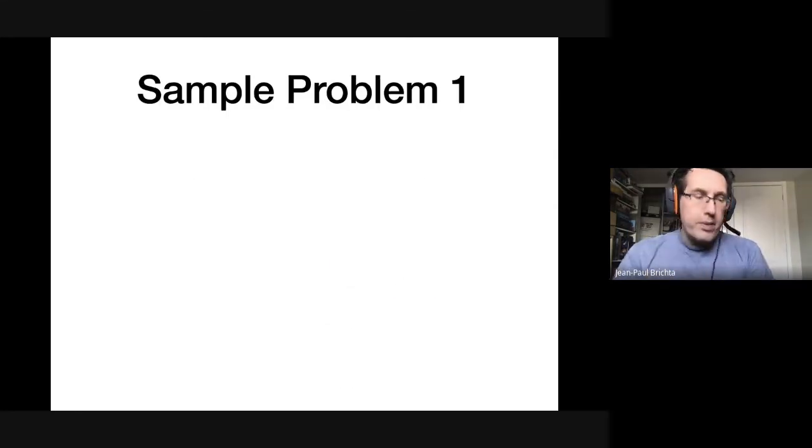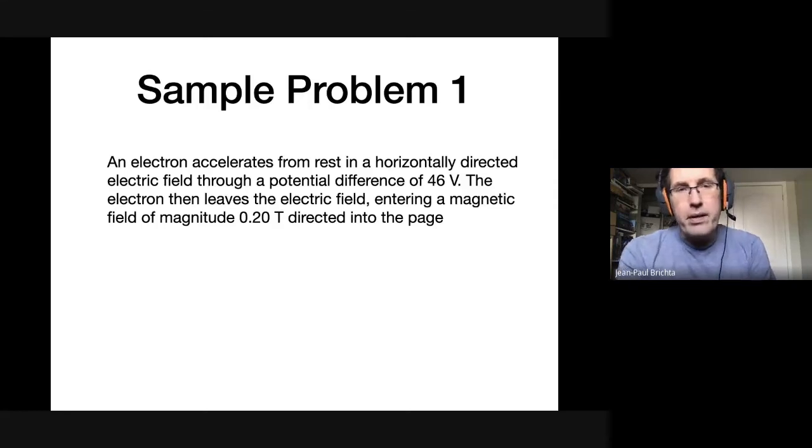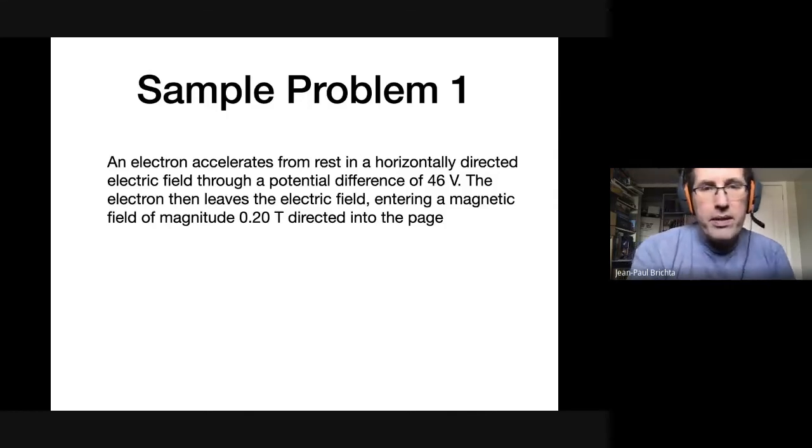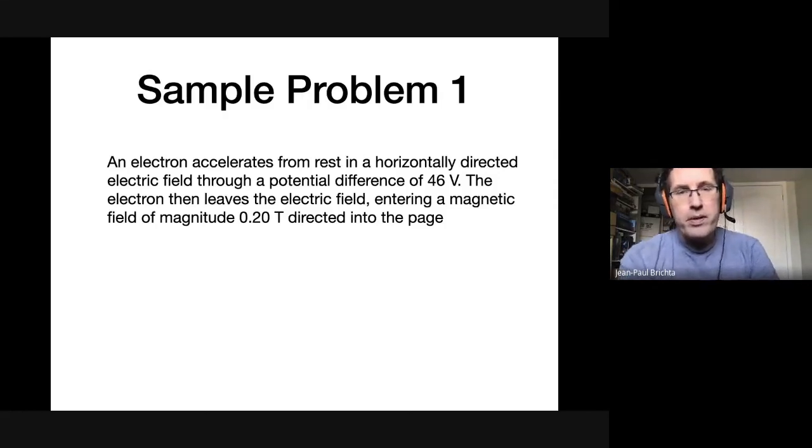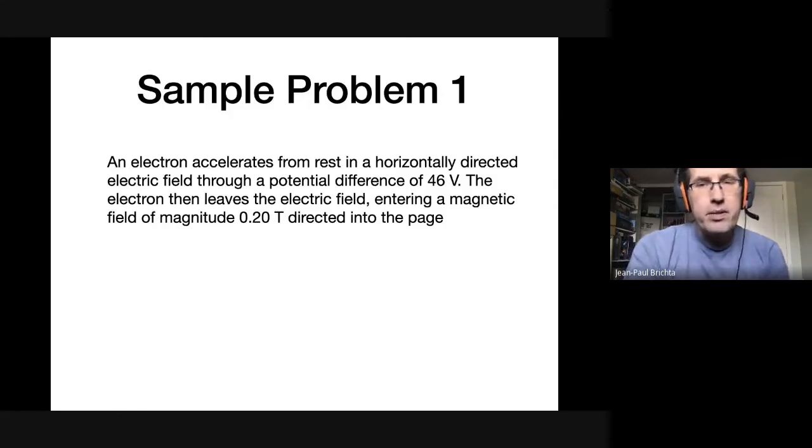Okay, let's look at a problem here. The first thing is we have an electron accelerates from rest in a horizontally directed electric field through a potential difference of 46 volts. Then the electron leaves that electric field and enters a magnetic field of magnitude 0.20 Tesla. That's what that capital T stands for, Tesla. Tesla is the unit of magnetic field strength directed into the page.